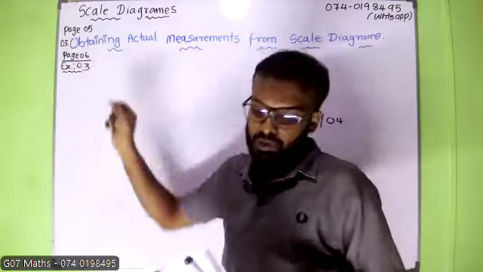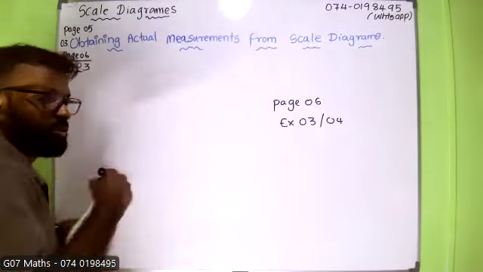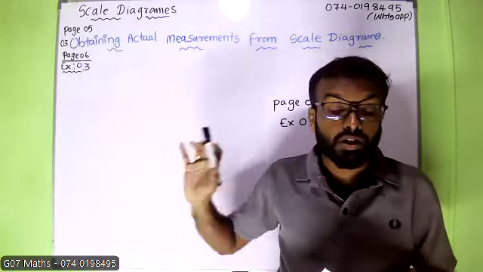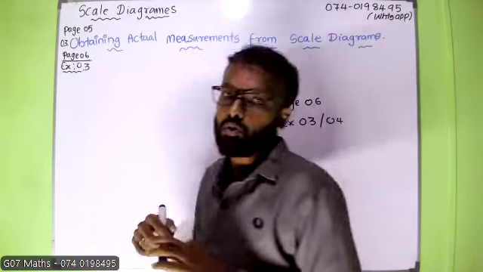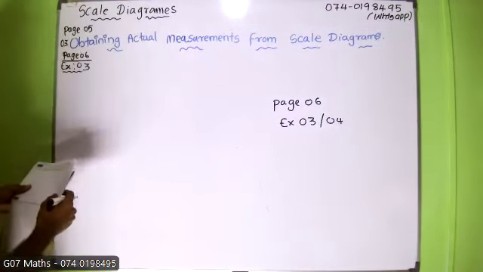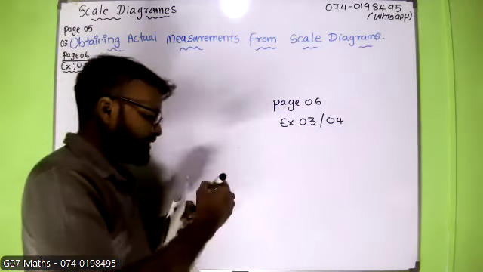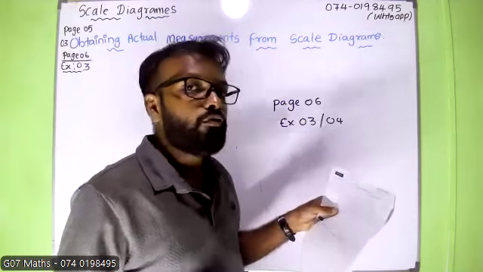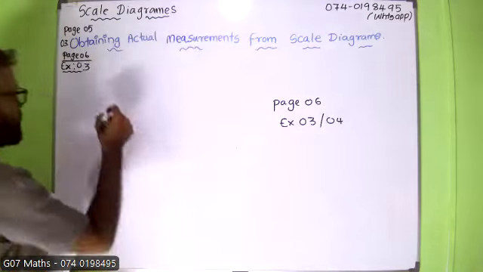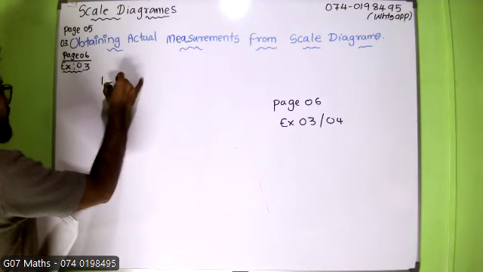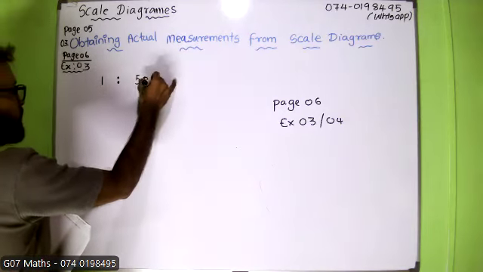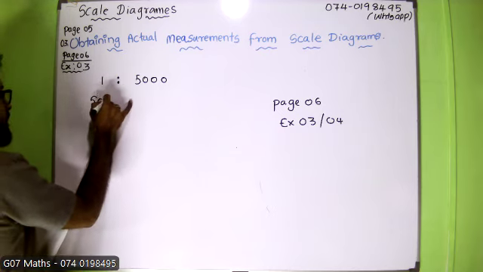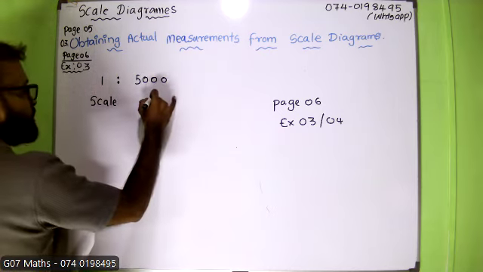Page number 6, example number 3. Okay, look at the board. If you cannot understand, focus on the board and try to catch the way that I am going to do it. The length in a scale diagram drawn to the scale of 1 to 5,000. That is the point that I am going to start. 1 to 5,000. My left hand side is my scale length. My right hand side is my actual length.